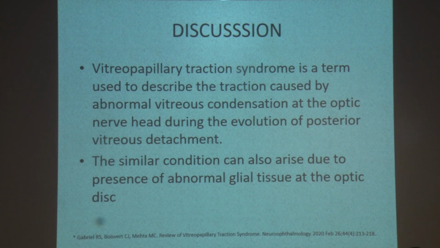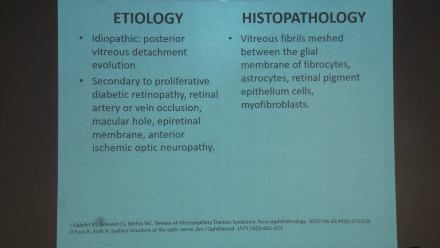So what is vitreopapillary traction? It is a syndrome used to describe the traction caused by abnormal vitreous condensation at the optic nerve head during the evolution of the posterior vitreous detachment, and a similar condition can also arise due to the presence of abnormal glial tissue at the optic disc. The etiology is idiopathic due to PVD, or secondary due to proliferative diabetic retinopathy, vascular occlusions, epiretinal membrane, or AION. The histopathology reveals vitreous fibrils meshed with glial cells, fibrocytes, astrocytes, RPE cells, and myofibroblasts.